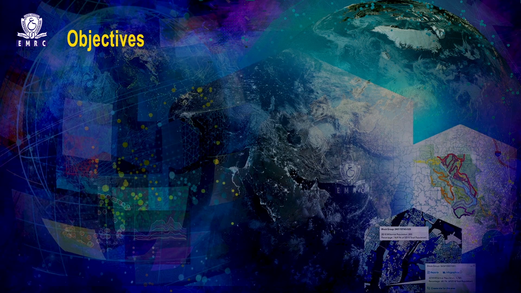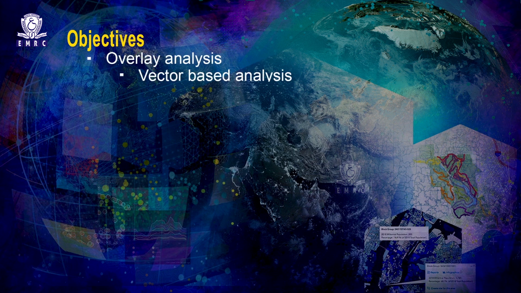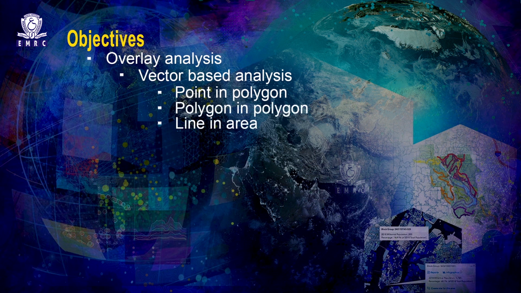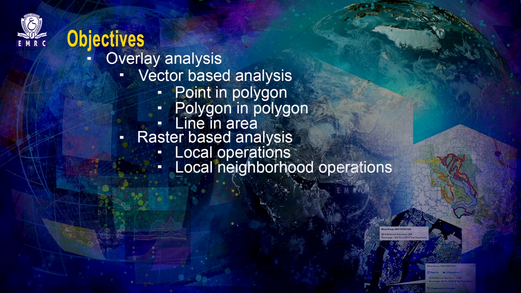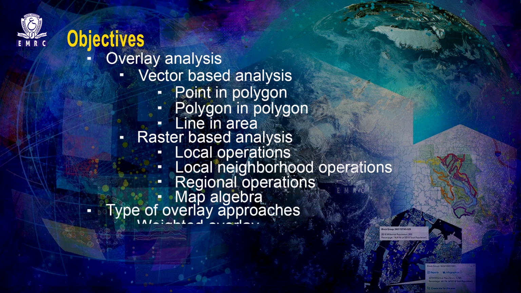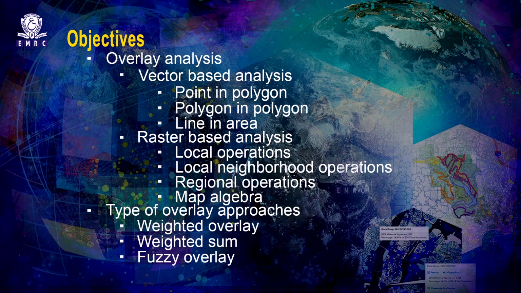Geographic Information System. Overlay analysis in GIS. Objectives. In this chapter, we will discuss overlay analysis, vector based analysis, in that point in polygon, polygon in polygon, line in area, raster based analysis, local operations, local neighborhood operations, regional operations, map algebra. Types of overlay approaches: weighted overlay, weighted sum, fuzzy overlay.